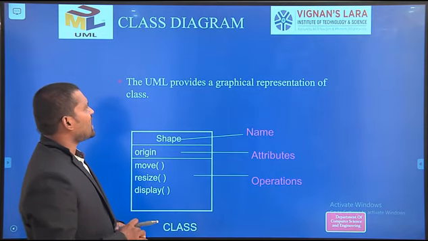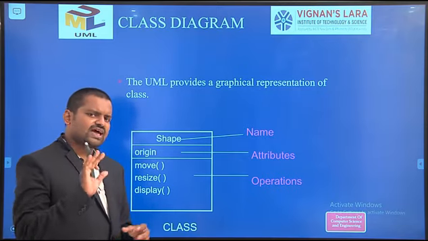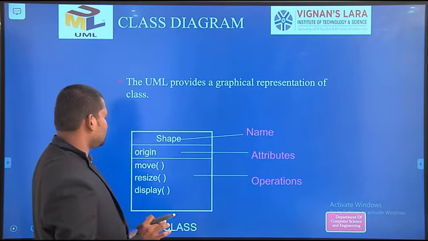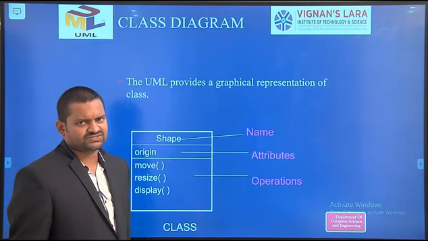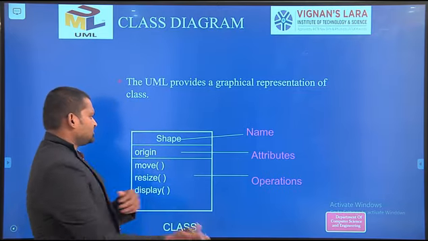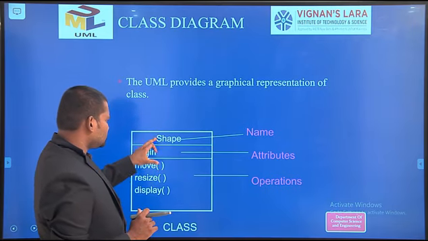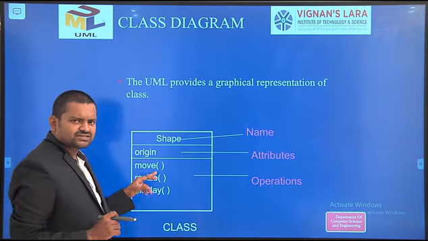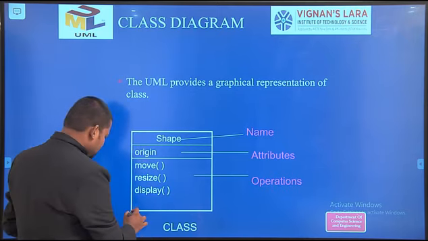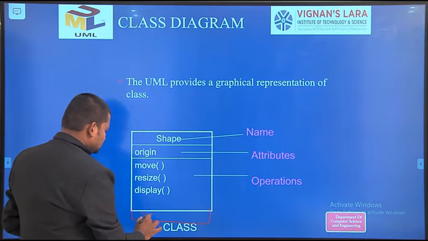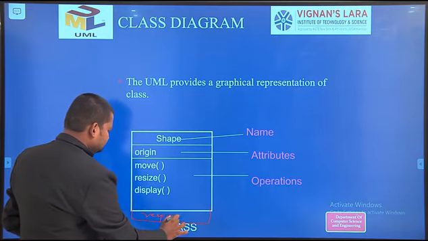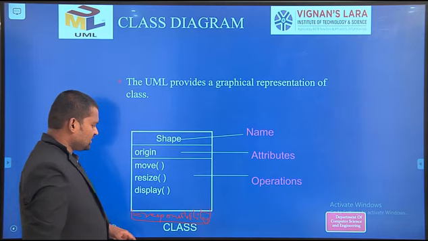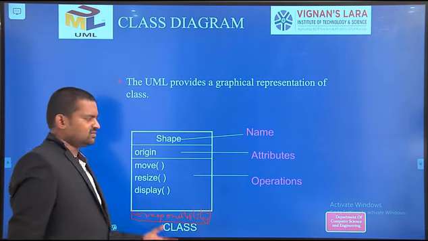Next, the class diagram contains classes. The UML provides a graphical representation of a class like this. See, the graphical representation of a class is in this shape. Not only three parts; another part is also there for the class. This is responsibilities, which is available at the end of the class.